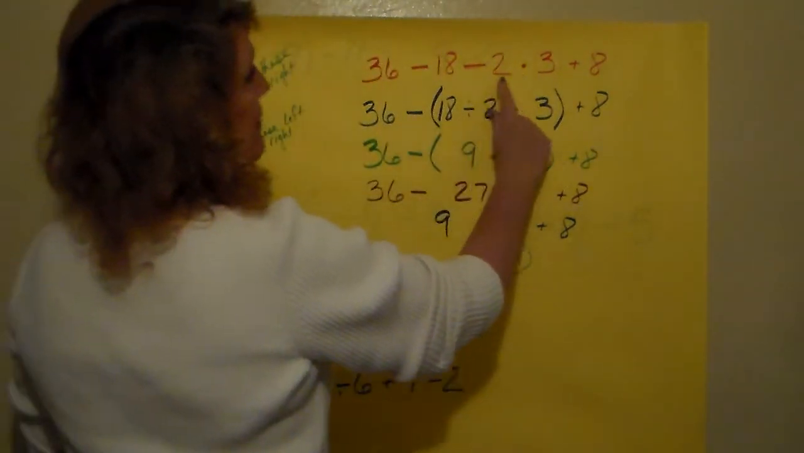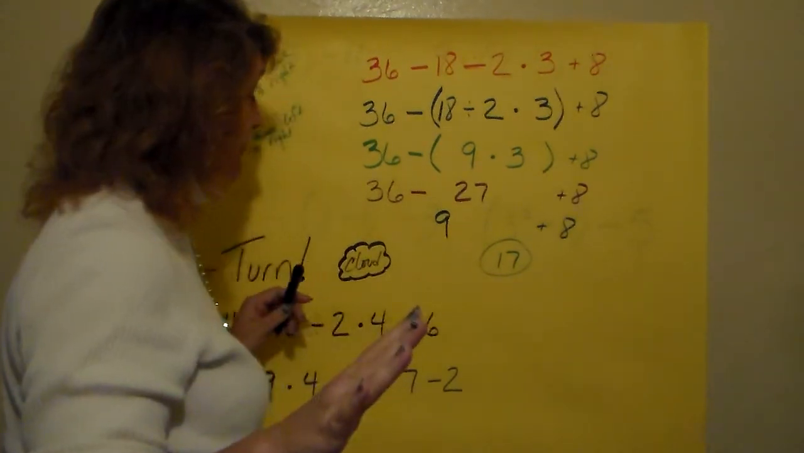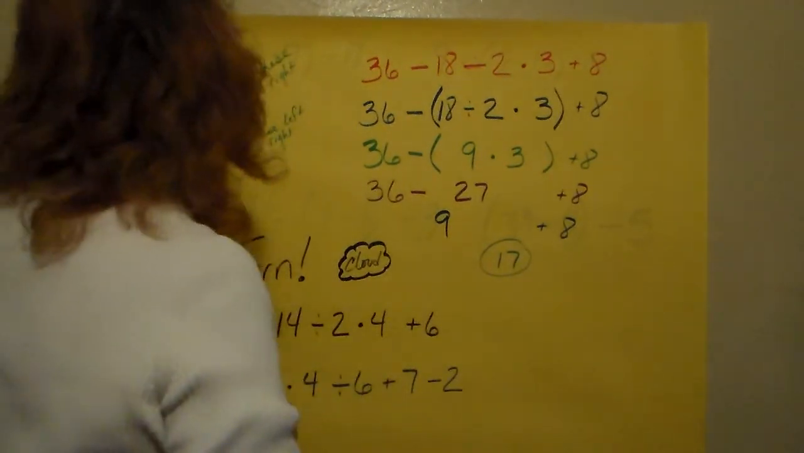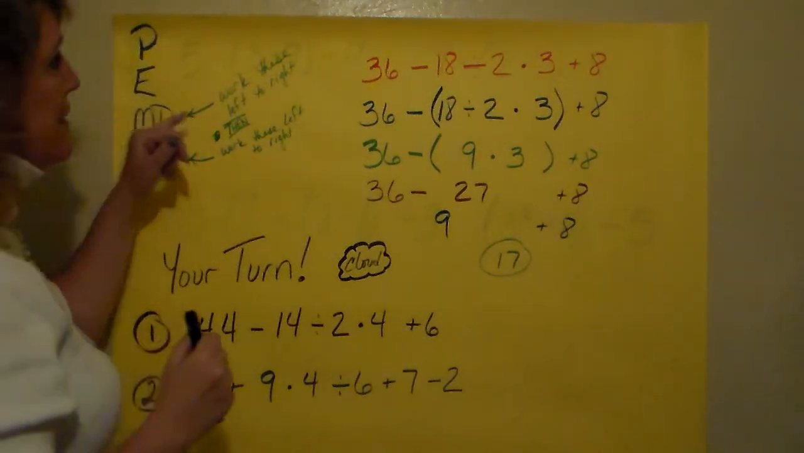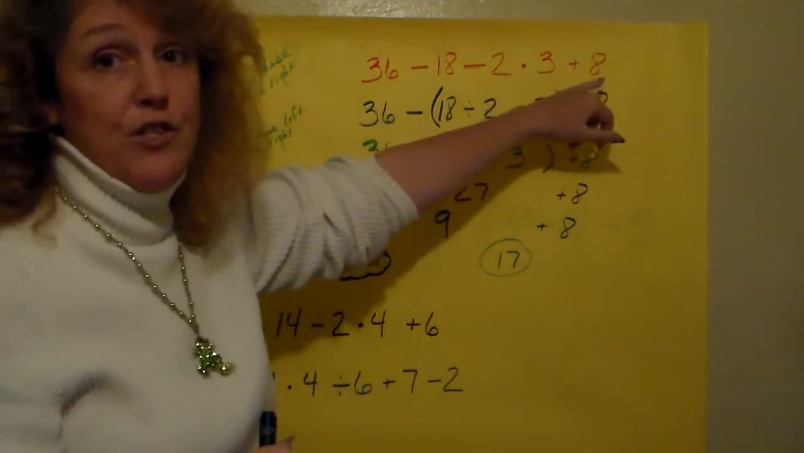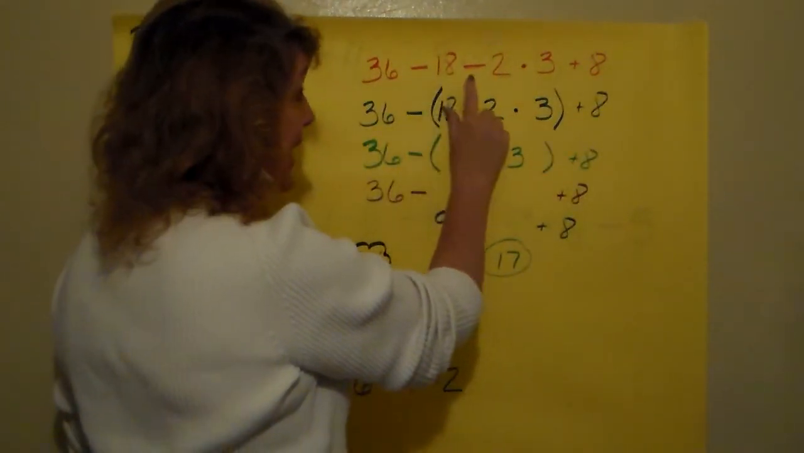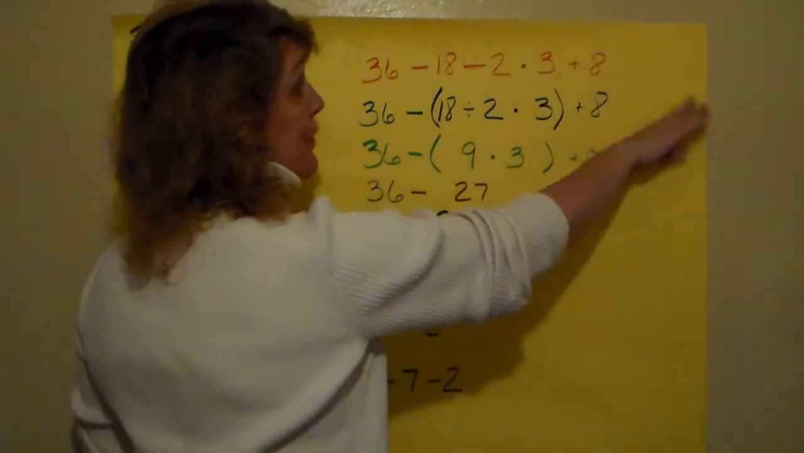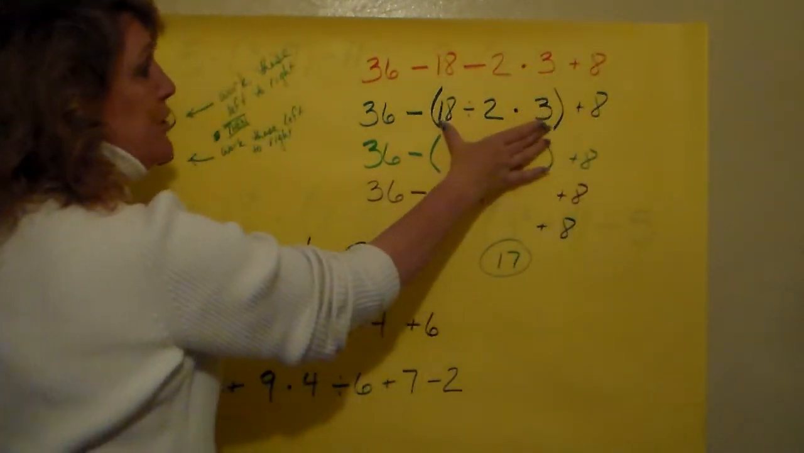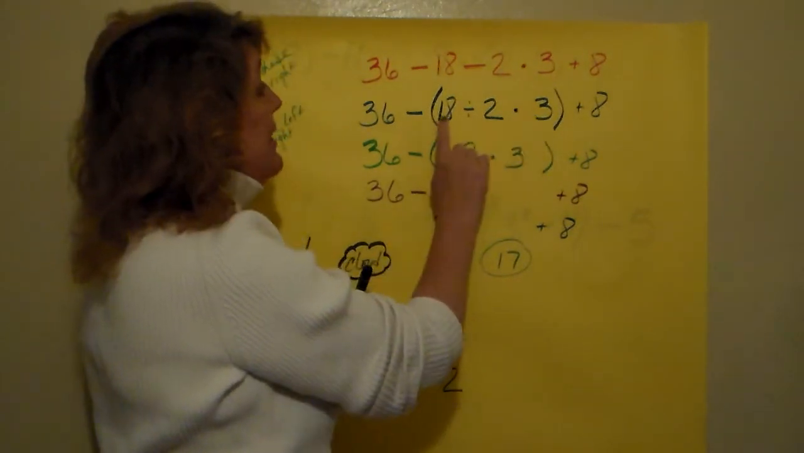36 minus 18 divided by 2 times 3 plus 8. This is a huge problem. We haven't started with the P and the E yet. First thing I'm going to do is I'm going to do all the multiplication and division first, left to right. Well, this is subtraction, I'm going to ignore it. Plus 8, I'm going to ignore it. I'm going to focus on these. I'm going to do these first. So I'm going to put my parentheses around this. And I'm going to work these left to right.